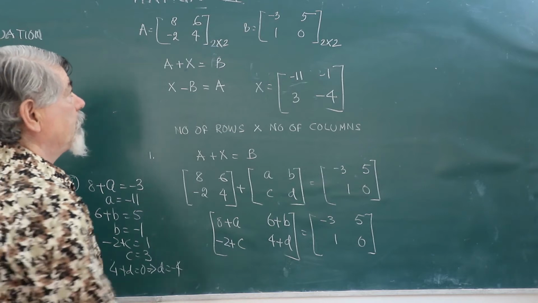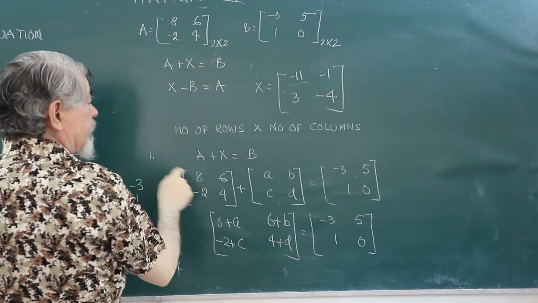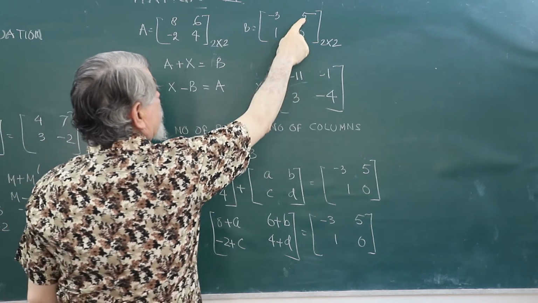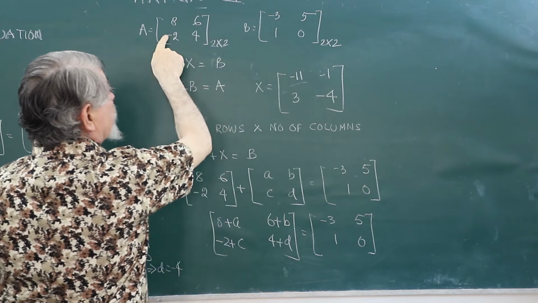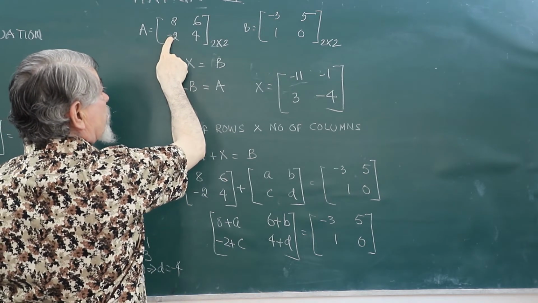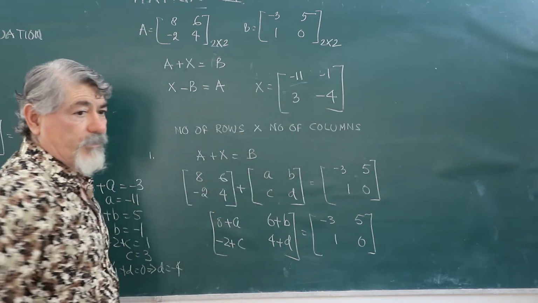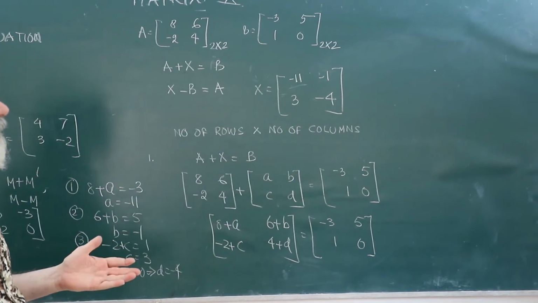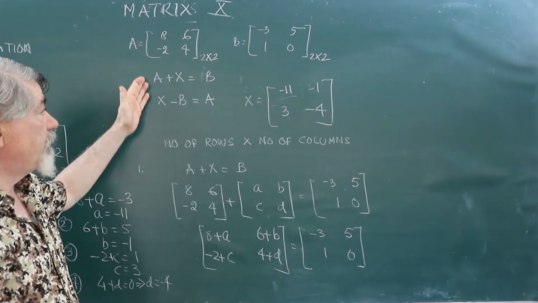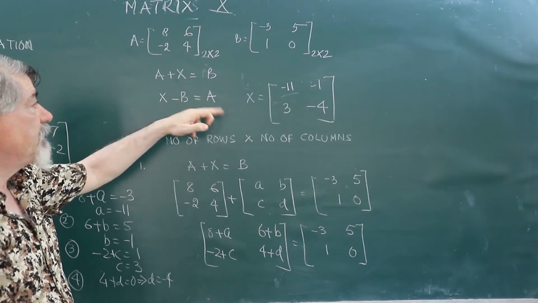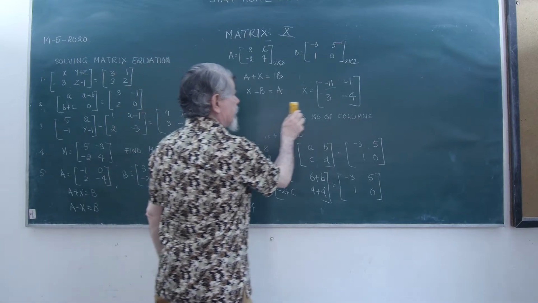Let us see. From B if I subtract the matrix A: minus 3 minus 8 is minus 11, 5 minus 6 is minus 1, 1 minus minus 2, that is 1 plus 2, is 3, and 0 minus 4 is minus 4. We would have got the same result. You can do it this way or that way. This question I will change, and I will find out the other way. Second part.